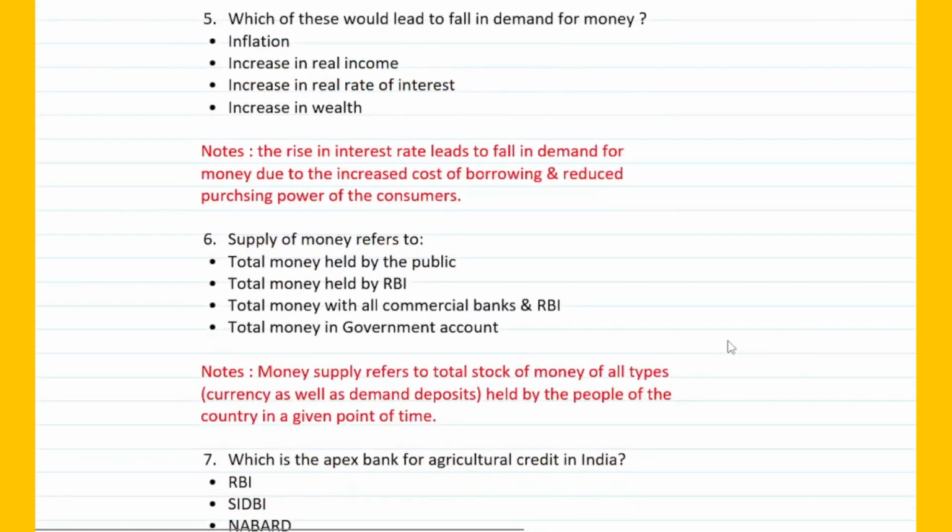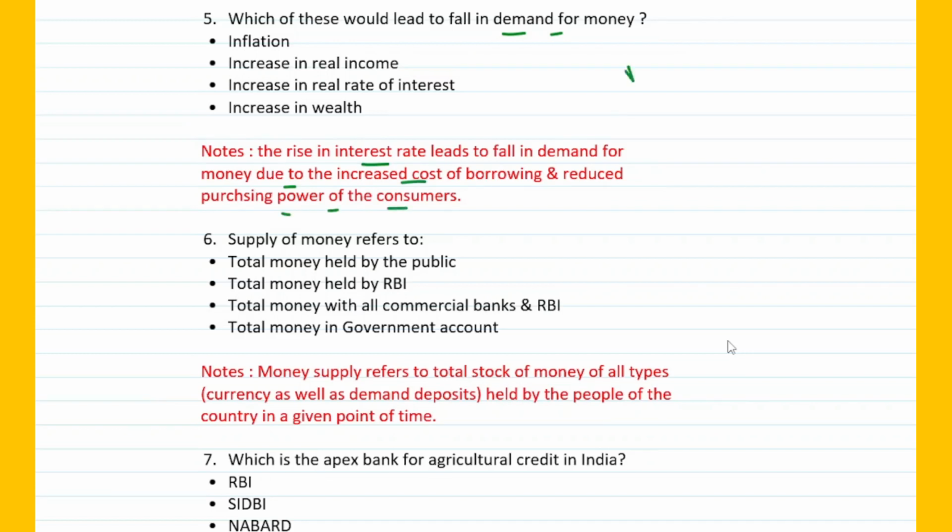Which of these would lead to a fall in demand for money? Inflation, increase in real income, increase in real rate of interest, or increase in wealth, right? Please understand, the rise in interest rate leads to a fall in demand for money due to increased cost of borrowing and reducing purchasing power of the consumers, right?